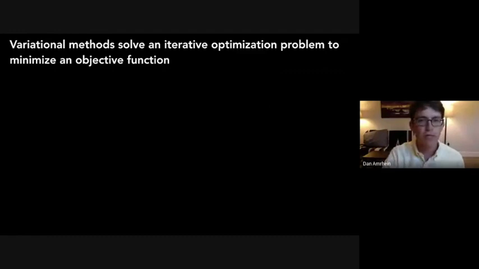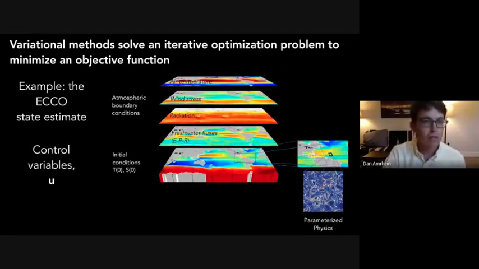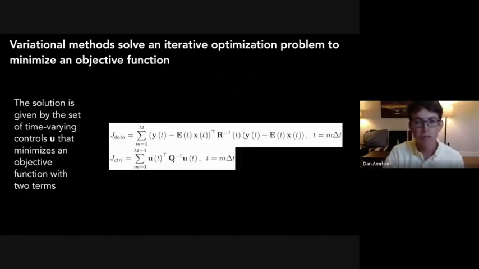And I'll just illustrate this using an example. The ECCO state estimate is an example of a variational method. In the ECCO state estimate, instead of adding changes to the state vector at each time, they define a set of control variables. So this is atmospheric boundary conditions and the initial conditions in the ocean, and also in some of the parameterized physics. And what ECCO does is say, well, we're not going to change the state, the temperature and salinity of the model, but instead we're going to change these control variables. And specifically, you change the control variables to solve an optimization problem.